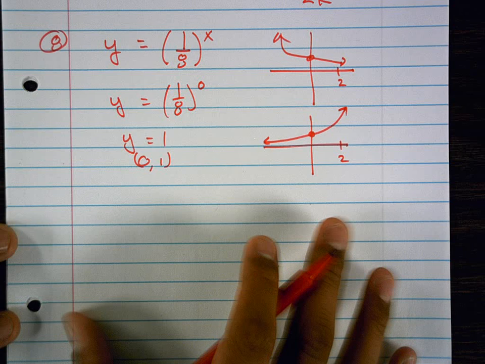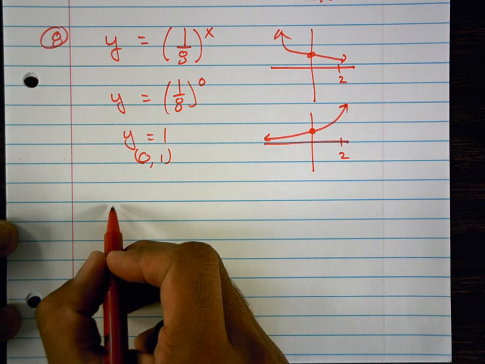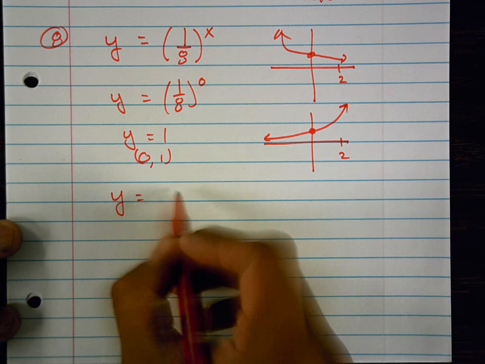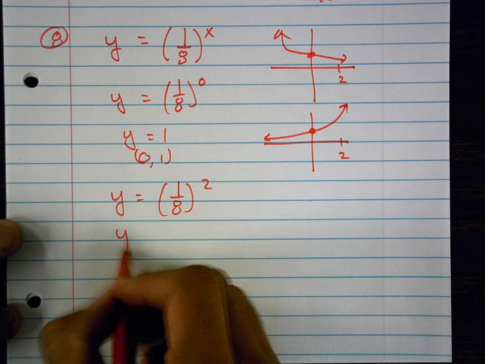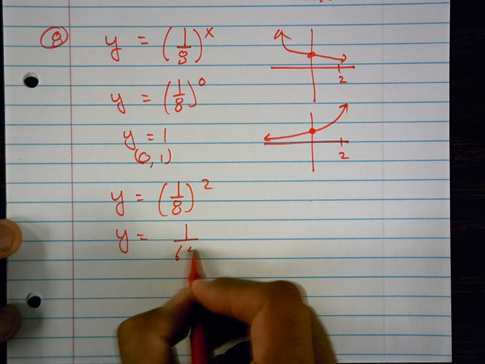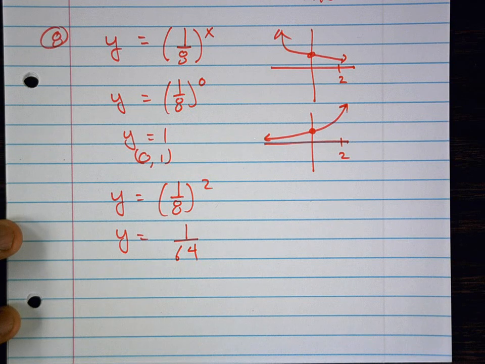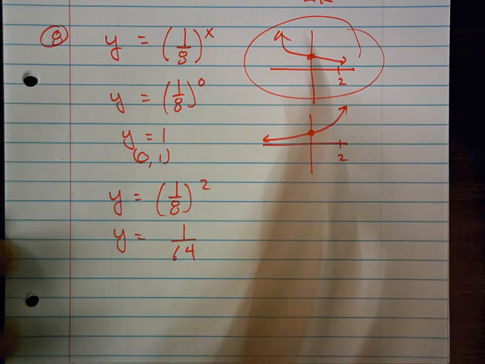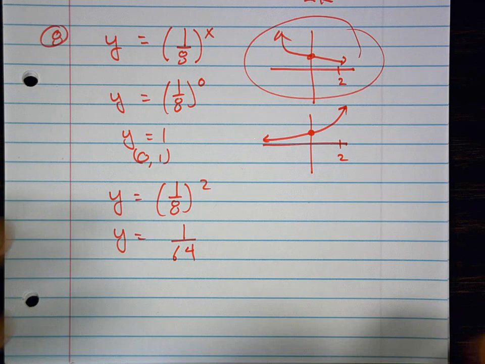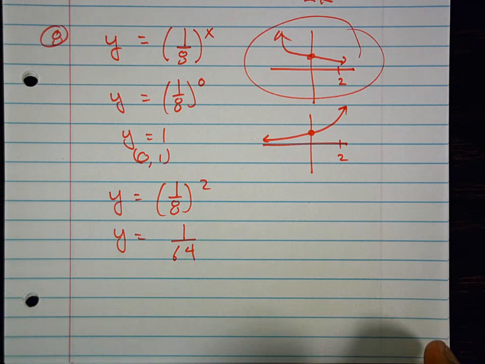So if I go ahead and do that, this equals the 1/8 squared, that equals 1 over 64. That's a pretty small number, so it's going to be this picture right here. Okay, if I would have picked the -2, I would have had an inverse relationship. Number 10.